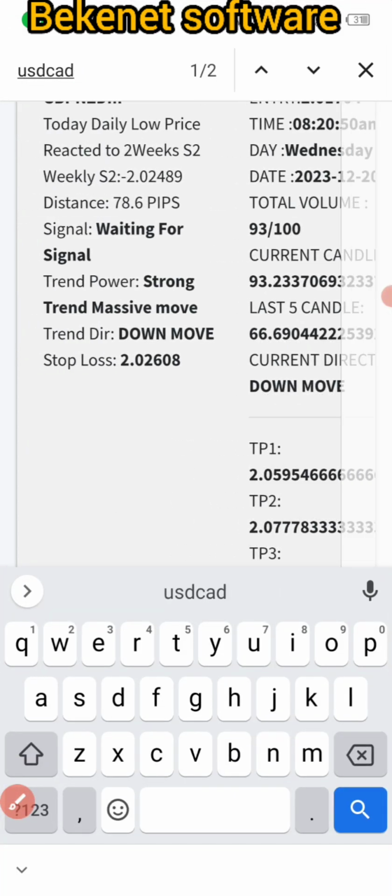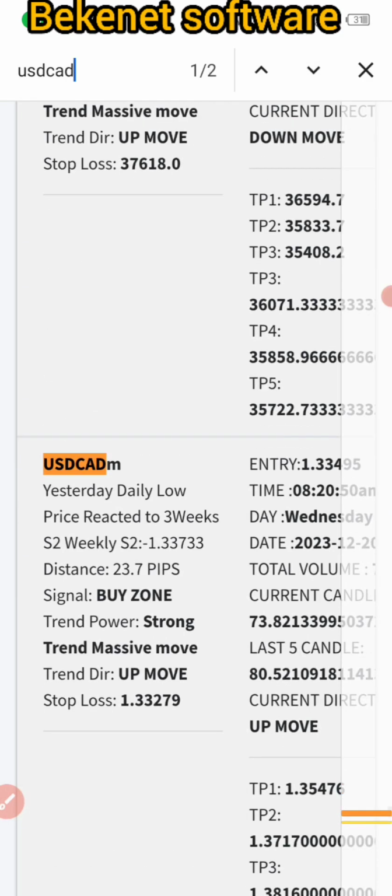You understand? Let's look for some. It will tell you "out of buy zone" and some "out of sell zone." That means you can no longer buy and you can no longer sell. But if you want to buy or sell, these are the things you need to look out for.